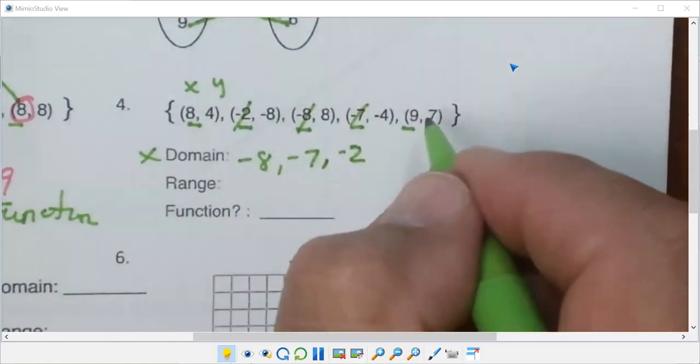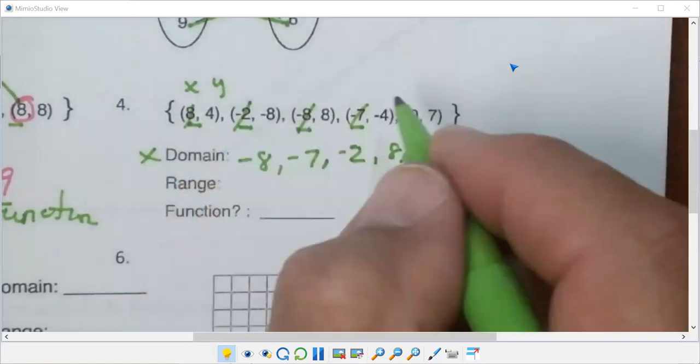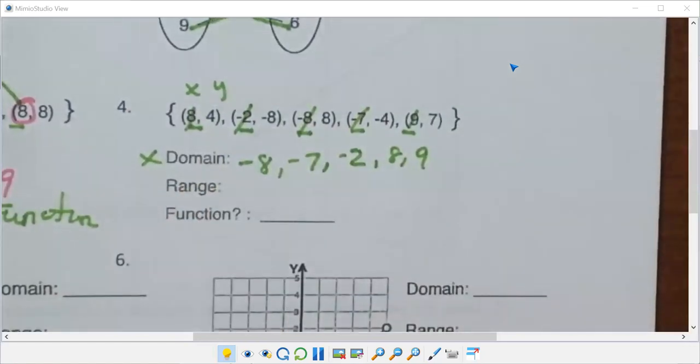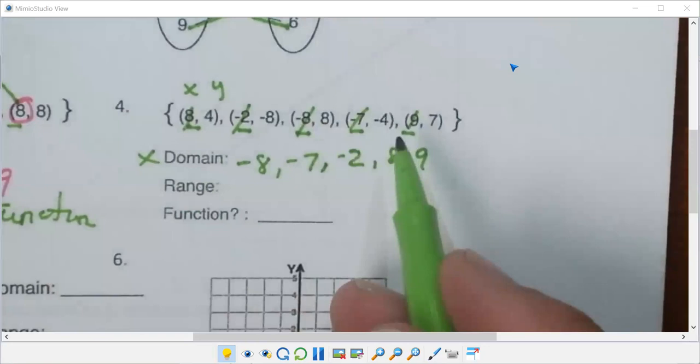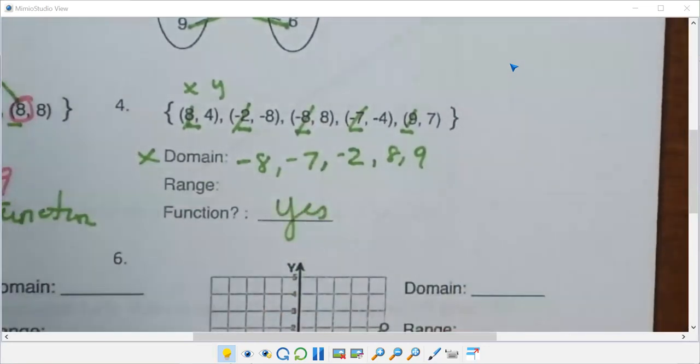Let's see, then 8 and then 9. All right, so none of these repeated. So this is a function. So we'll say yes. All right, so the next one is the range.